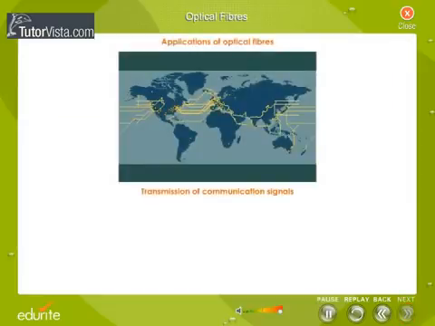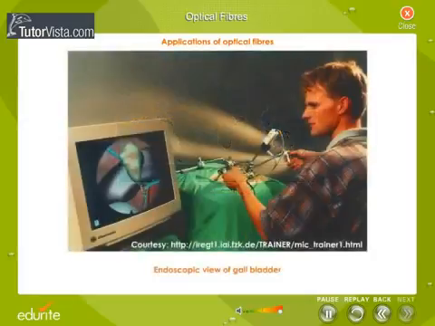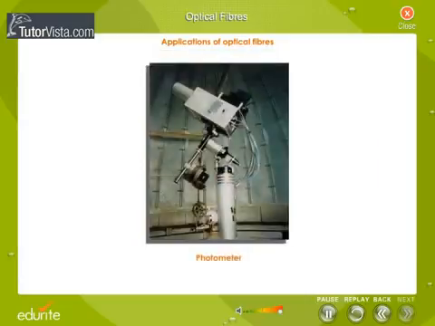Applications of optical fibers. Optical fibers are used to transmit communication signals. In endoscopes, used to investigate interior organs which cannot be viewed directly, and in photometers.